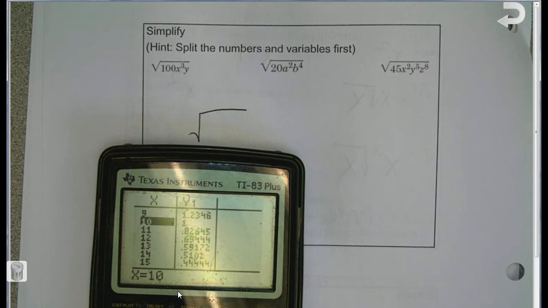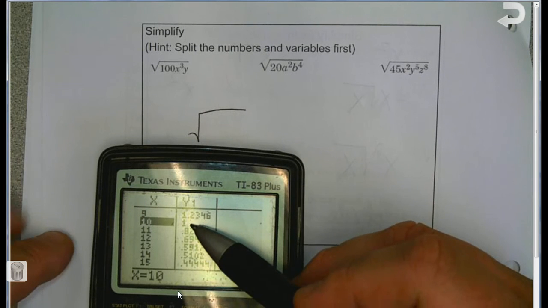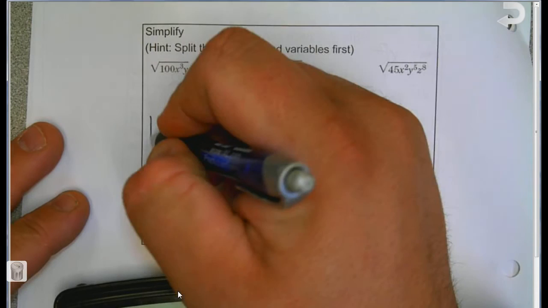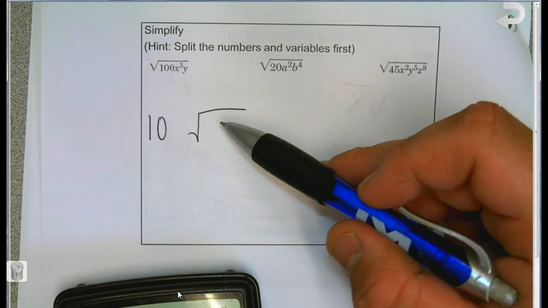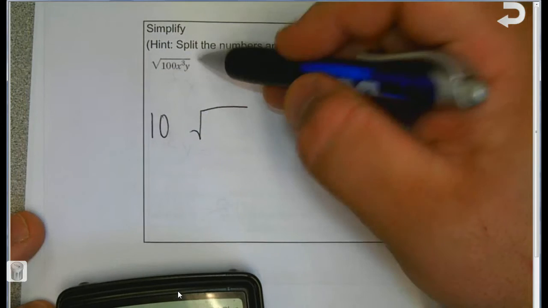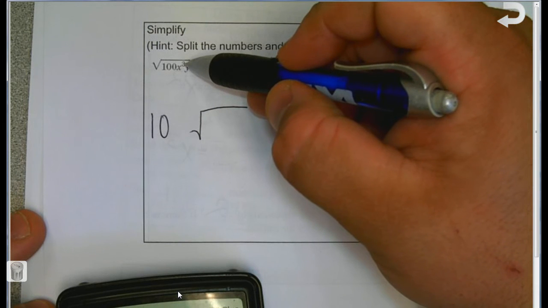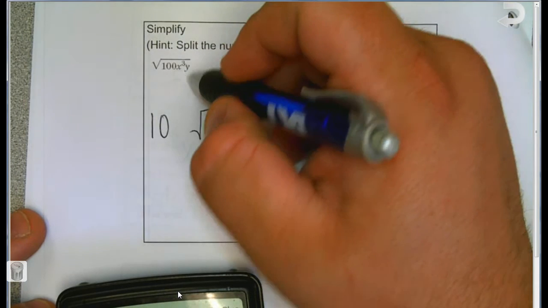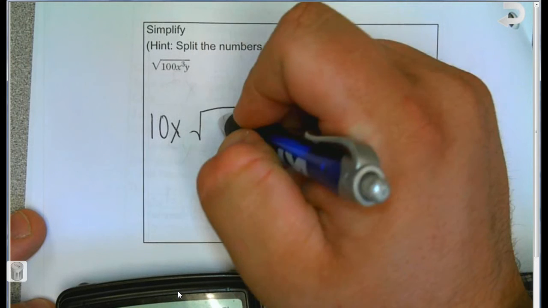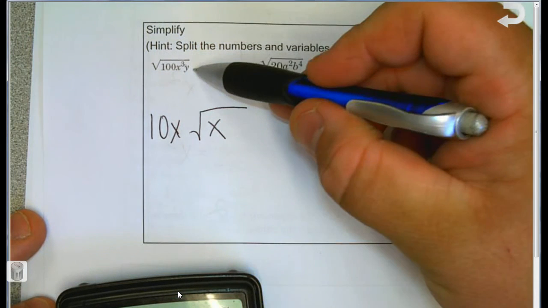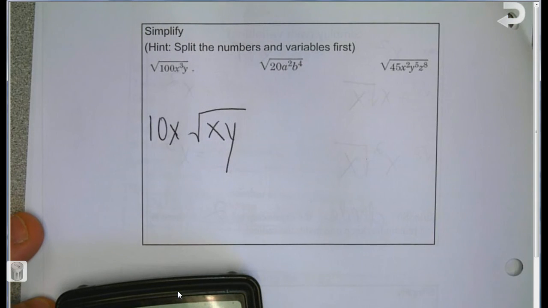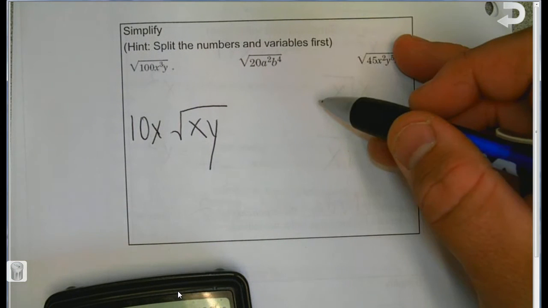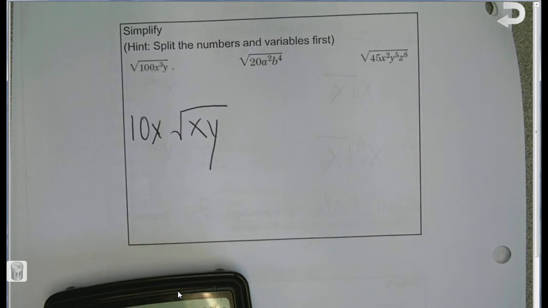Now, one of the things I didn't discuss in part 1 was that when there's a 1 here, we don't put the 1 under the radical. So I'm just going to put the 10 here, and I'm not going to put a 1 here because the 1 is assumed. Okay? So then I split up and I do the x cubed. Well, 3 divided by 2 is 1 with 1 left over. Y to the first. Can I divide that by 2? No. So it just stays. Go ahead and try these two. Pause the video, and then once you're done, we'll go over the answers.